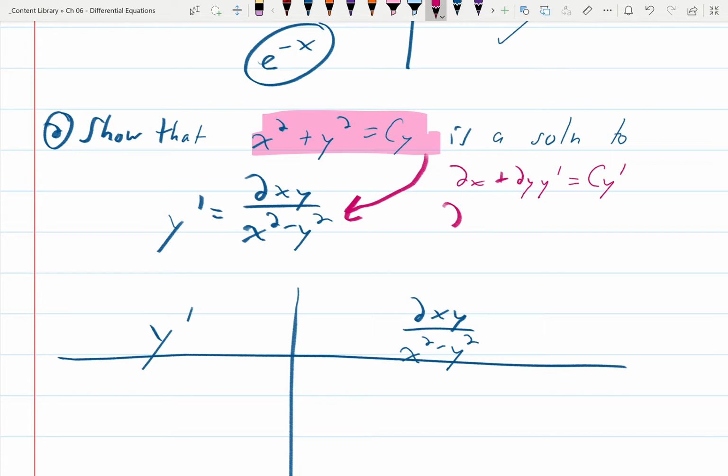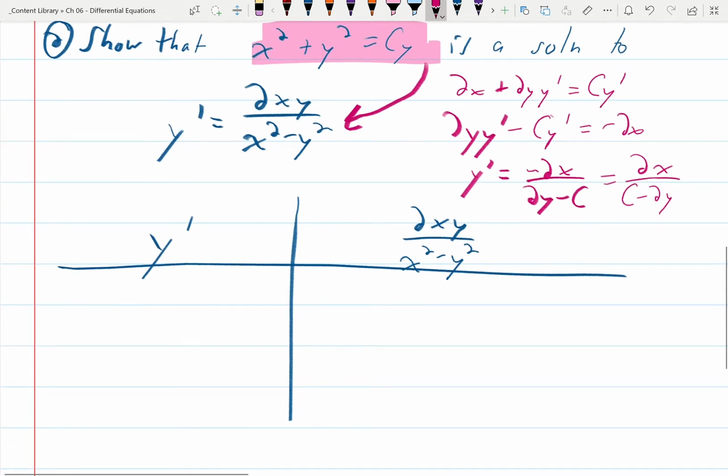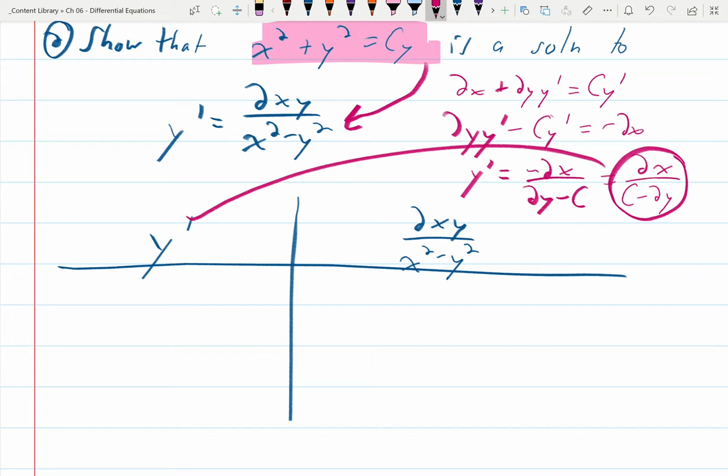Let's move the y primes to a single side. So 2y y prime minus cy prime equals negative 2x, or y prime is equal to negative 2x over 2y minus c, which, if I switch this around, is 2x over c minus 2y. So I'm going to substitute this in for y prime, and underneath just write that 2x over c minus 2y. And we can make one more substitution.